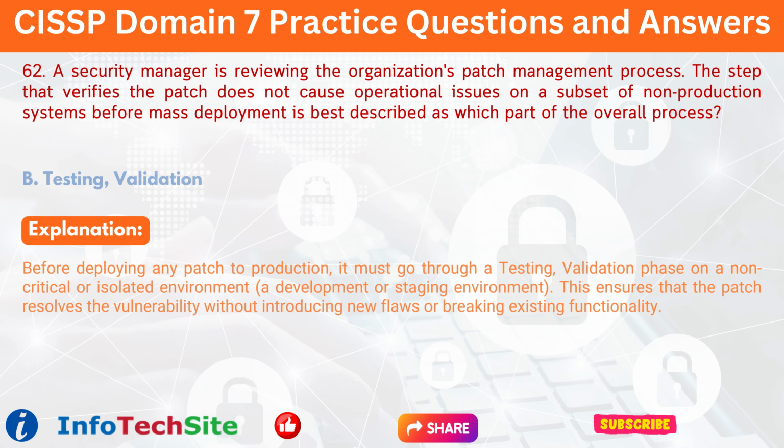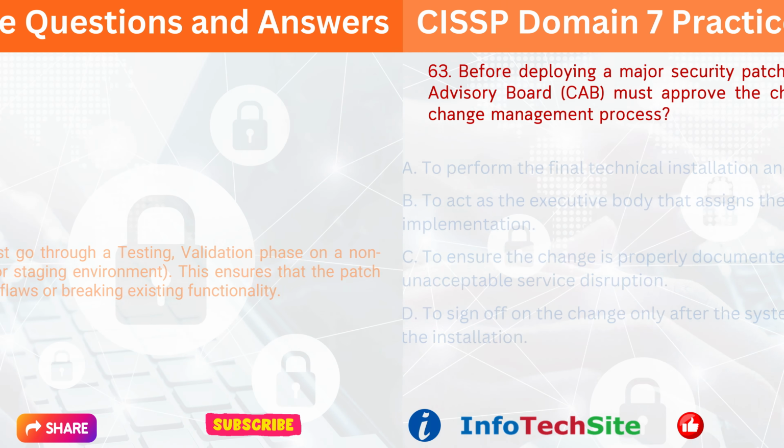The correct answer is B. Testing, validation. Explanation. Before deploying any patch to production, it must go through a testing, validation phase on a non-critical or isolated environment, a development or staging environment. This ensures that the patch resolves the vulnerability without introducing new flaws or breaking existing functionality.